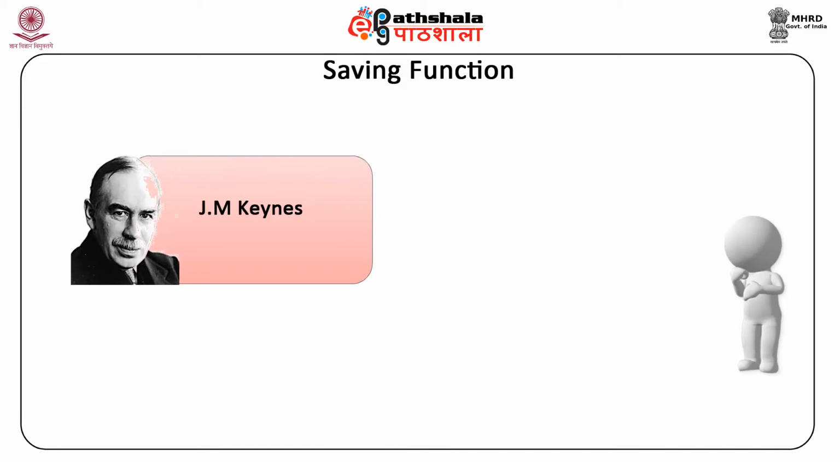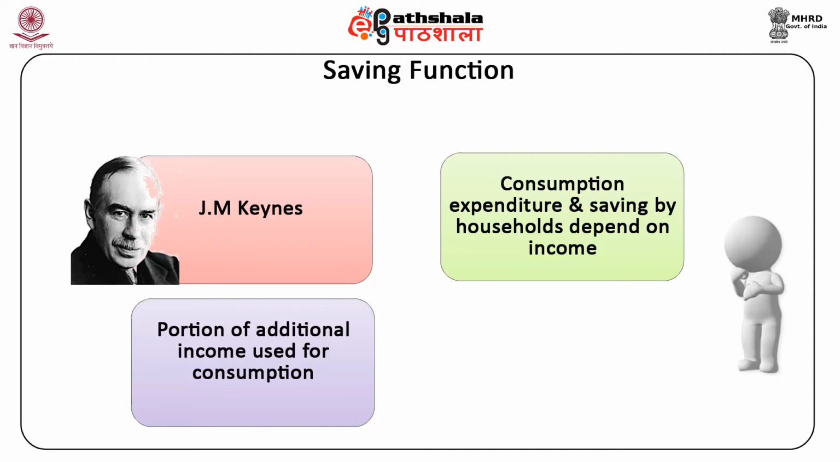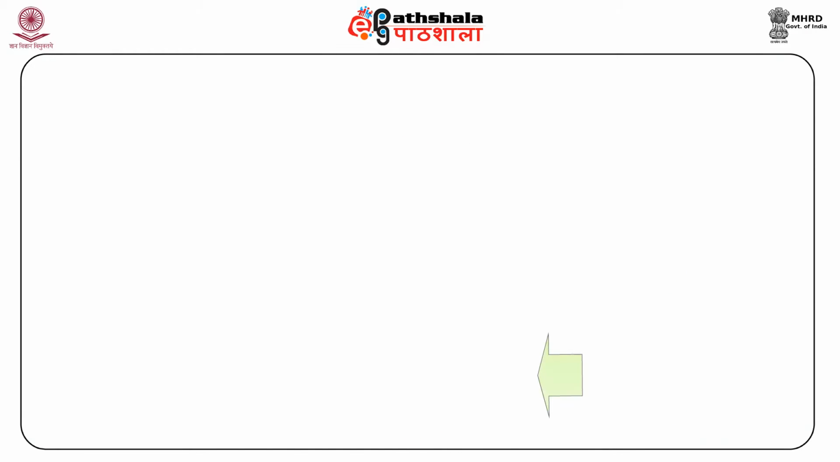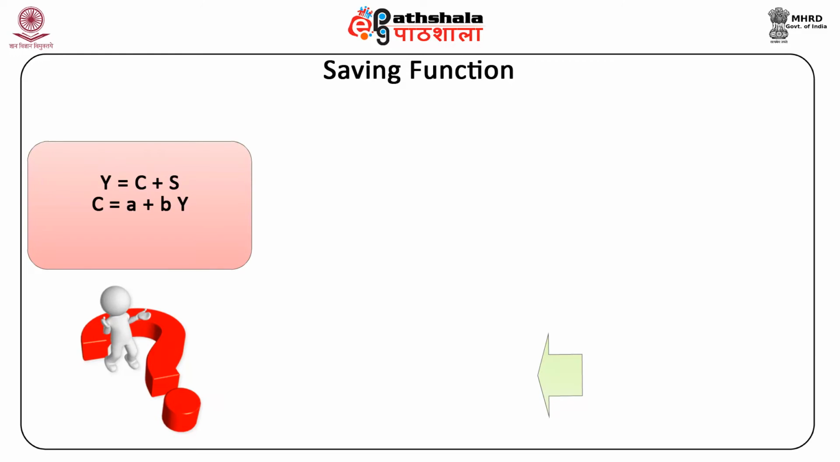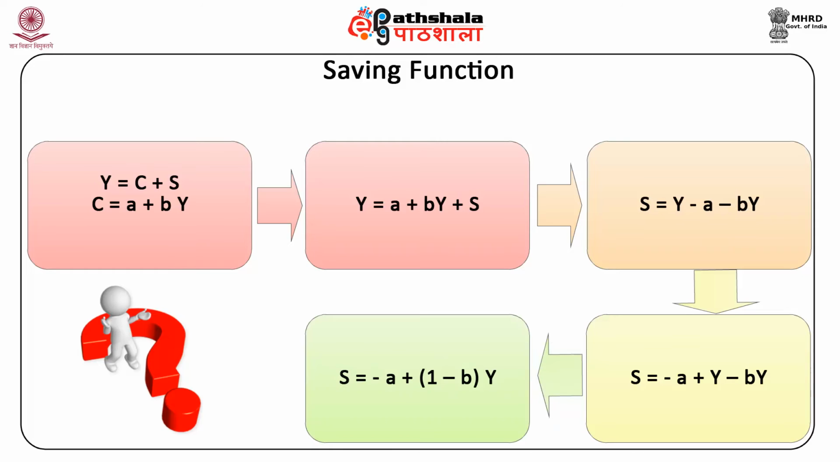Keynes said that consumption expenditure and saving by households depend on the level of income, and only a portion of additional income is used for consumption, with the rest used for savings. Indicating Y = C + S, where C = a + bY. Now substituting the second equation in the first, Y = a + bY + S, so S = Y - a - bY, S = -a + Y - bY, S = -a + (1 - b)Y.